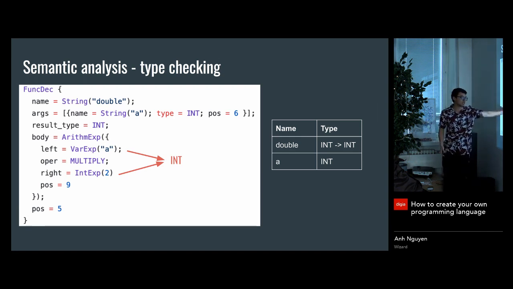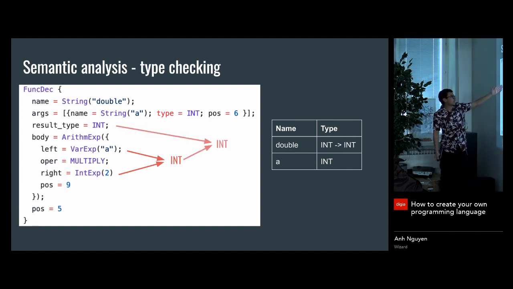And you see here it is an integer expression. So we can conclude that the body of the function has the type integer, and because it type checked, it's okay. But what if variable A is a string? Then it could not be multiplied. So in that case, we should throw an error, but in this case, it's okay.